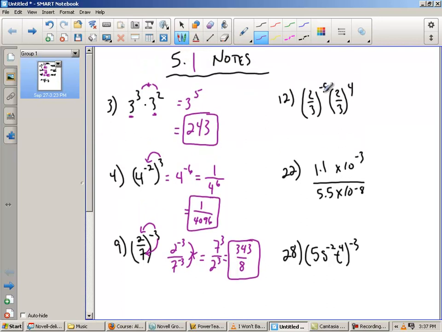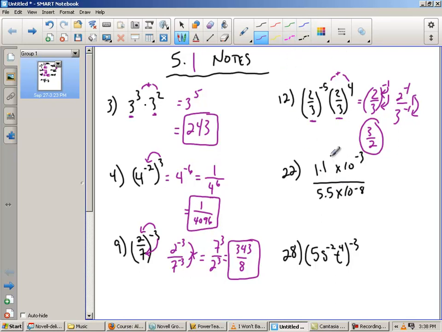Number 12, okay. Initially you might think, oh, I've got to distribute the negative 5. But hold on. This is repeated. Just like number 3, when something's repeated, when I multiply, I can just add the exponents. Well, negative 5 plus 4 is negative 1. So this is 2/3 to the negative 1. And then I'll distribute the negative 1 in. I have 2 to the negative 1 over 3 to the negative 1. But negative exponents tell me to flip-flop. So I end up with 3 over 2.